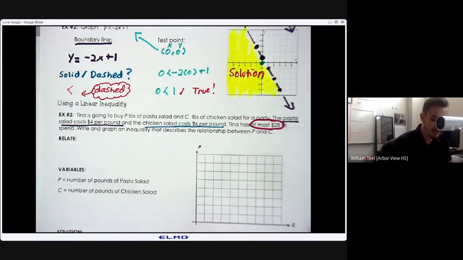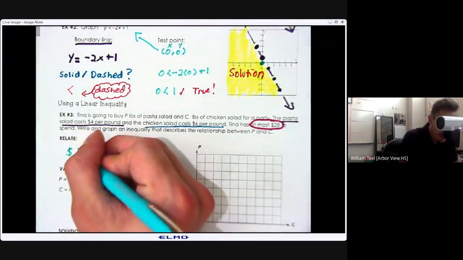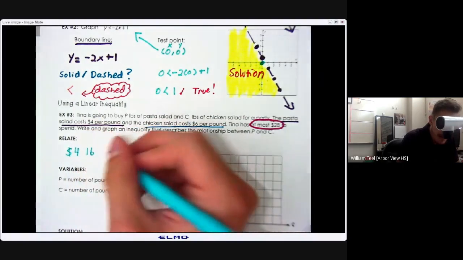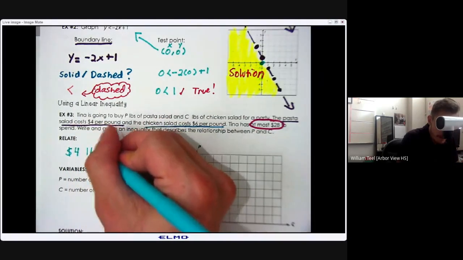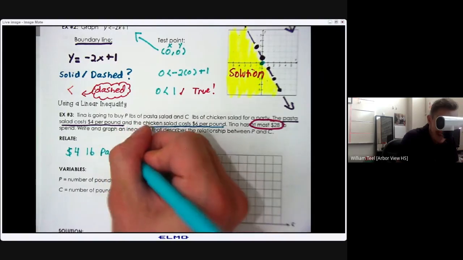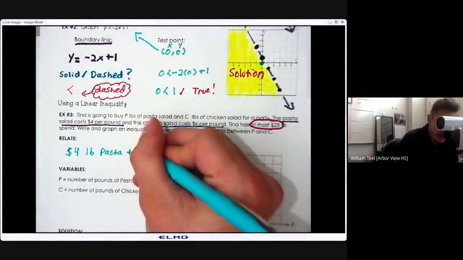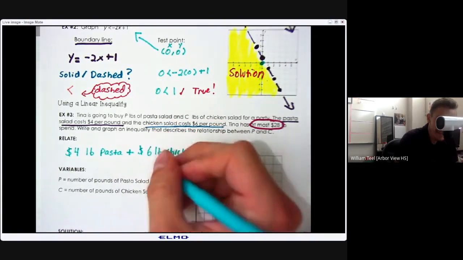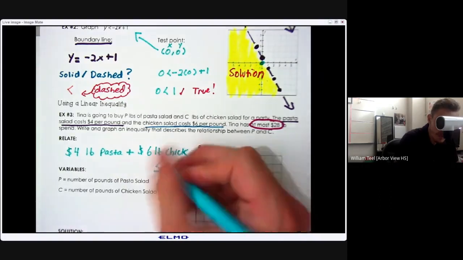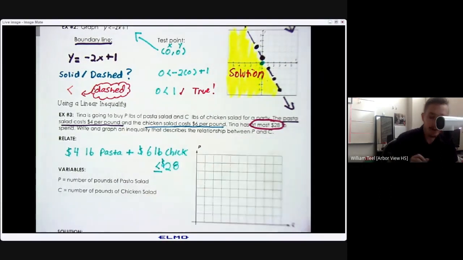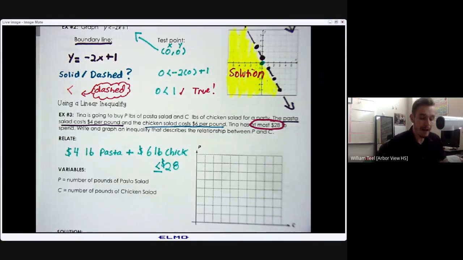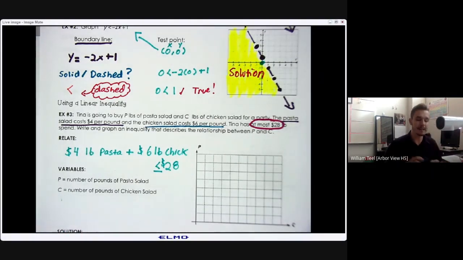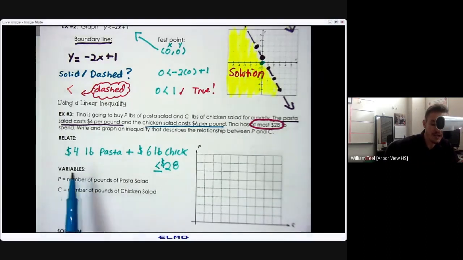All right, so we're going to go ahead and relate some things before we actually write an equation. So if I have $4 per pound of pasta salad, and I'm adding that to $6 per pound of chicken, and that has to be less than or equal to $28 because I only have $28 to spend. So now I'm going to use these two variables that are given to me. P is the number of pounds of pasta salad. C is the number of pounds of chicken salad. Let's go ahead and write the equation using the variables.